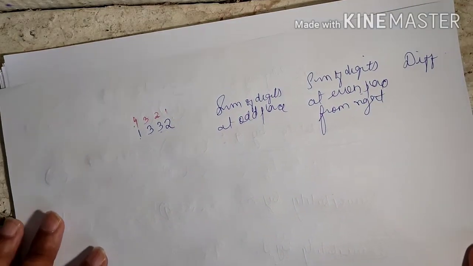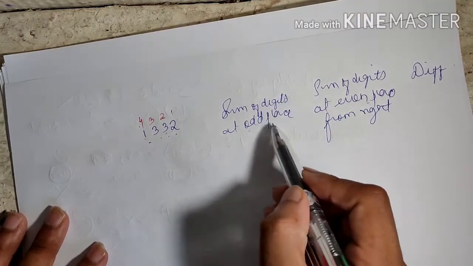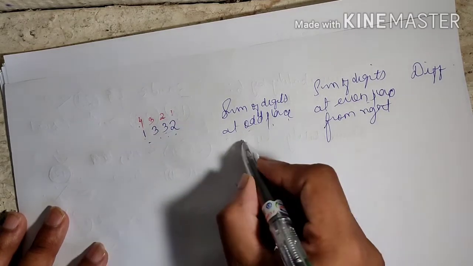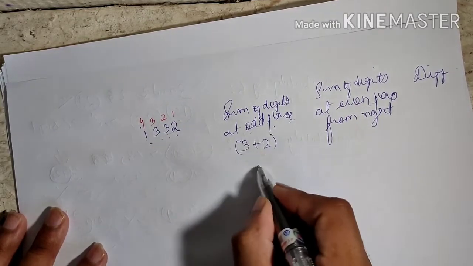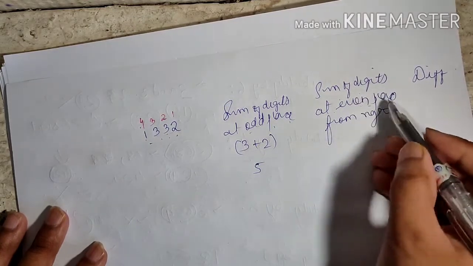So the number is 1332. You have to see the odd places. What are the odd places? 1 and 3 are the odd places. What are the numbers? 3 and 2. So 3 plus 2. What is your answer? 5.